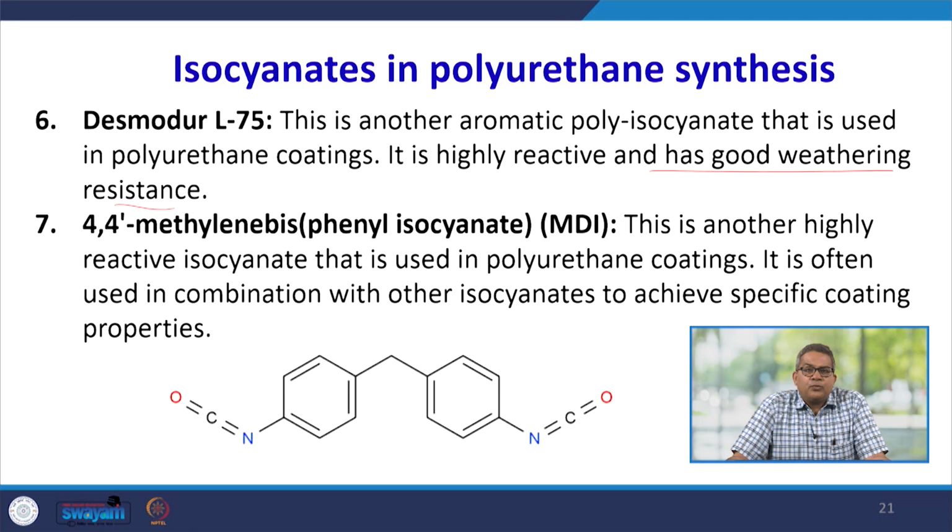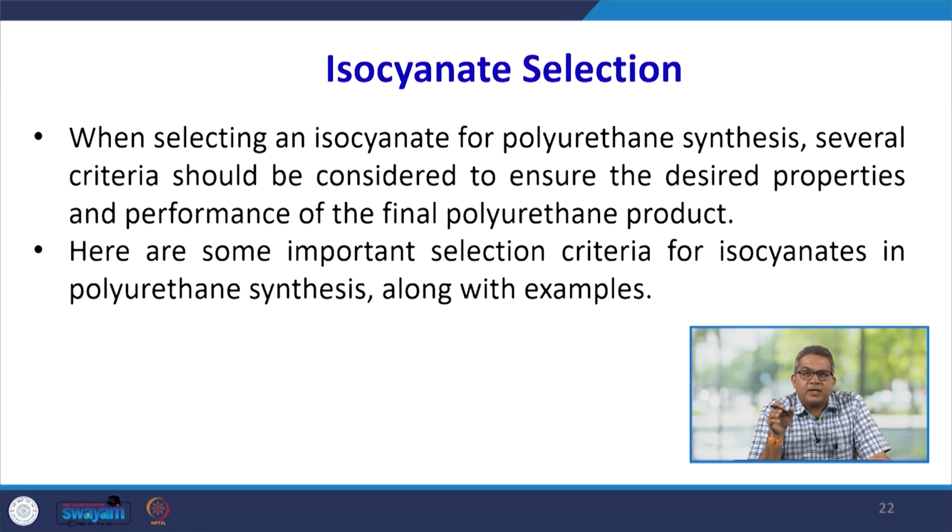Another category is 4,4-methylene diphenyl isocyanate, MDI. This is very common and very popular. This is another highly reactive isocyanate used in polyurethane coating, and it is often used in combination with other isocyanates to achieve specific coating properties. Sometimes you require some specific coating properties, and this can be case sensitive. Now, when we have a large choice of isocyanates available, the question arises: how do we select the isocyanate? So, let us talk about isocyanate selection.